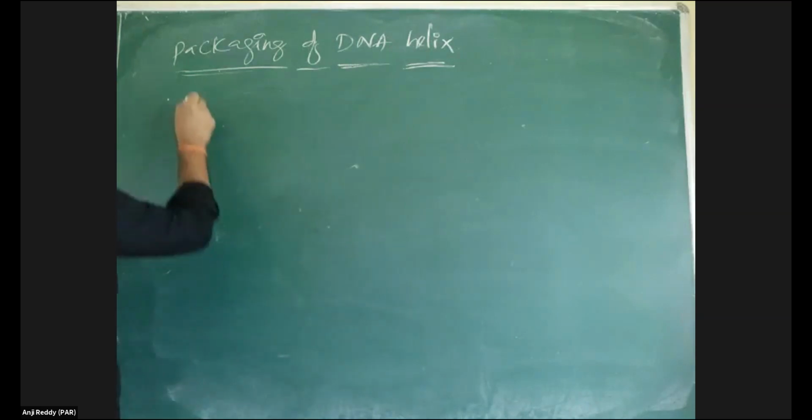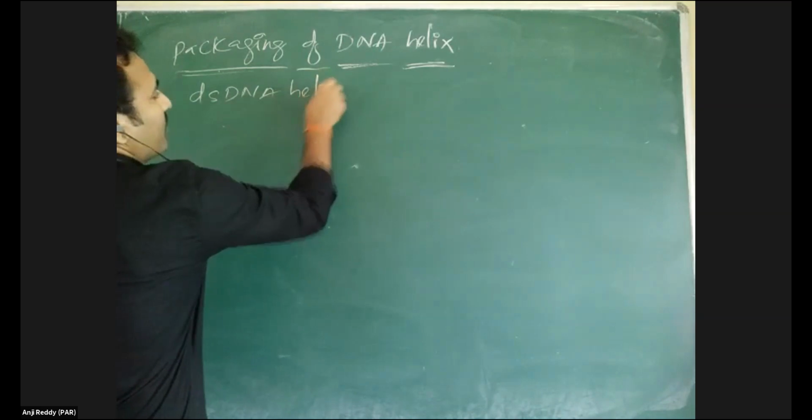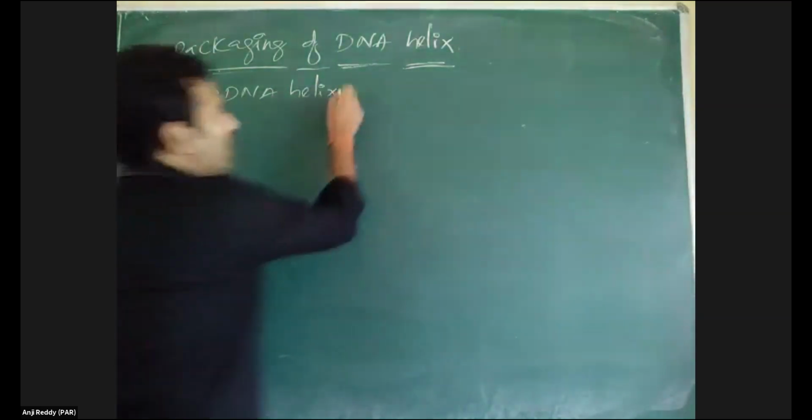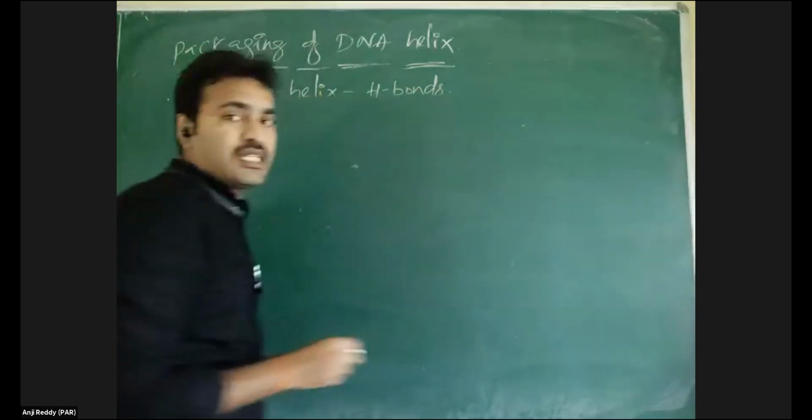Here, how is that DNA helix formed? The double-stranded DNA helix is formed upon formation of hydrogen bonds. With the help of hydrogen bonds, helical DNA is formed.